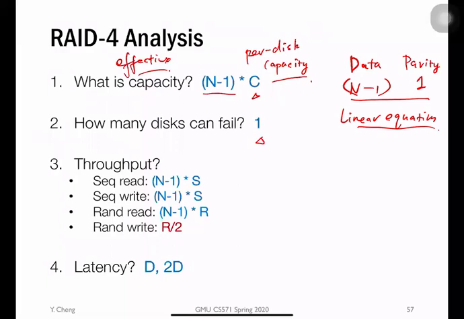If you have 2, the parity doesn't work, okay? So we have to introduce other more sophisticated parity calculation. That is slightly out of the scope of today's lecture. That is more like erasure coding.